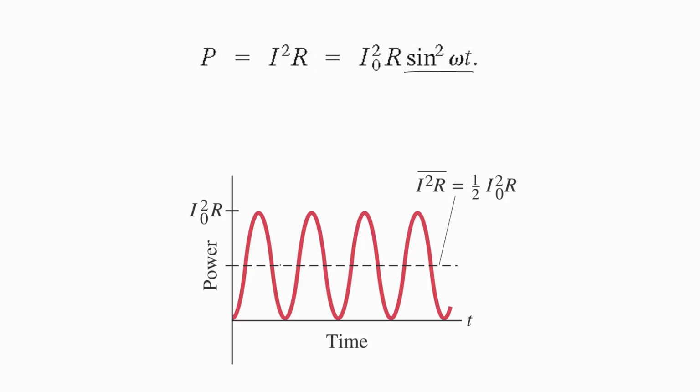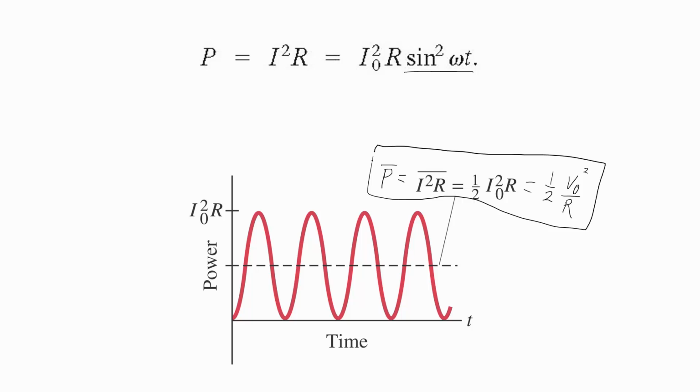And it turns out that your average power, which is what we're often interested in, is going to be the average of I squared R, which will work out to be right in the middle between the top and bottom of this function here. So you're going to get 1/2 times your maximum current squared times R, or in terms of V, it would be 1/2 times the maximum voltage squared over R. So this will be useful for calculations here. Often that's what we're concerned with, is the average power.